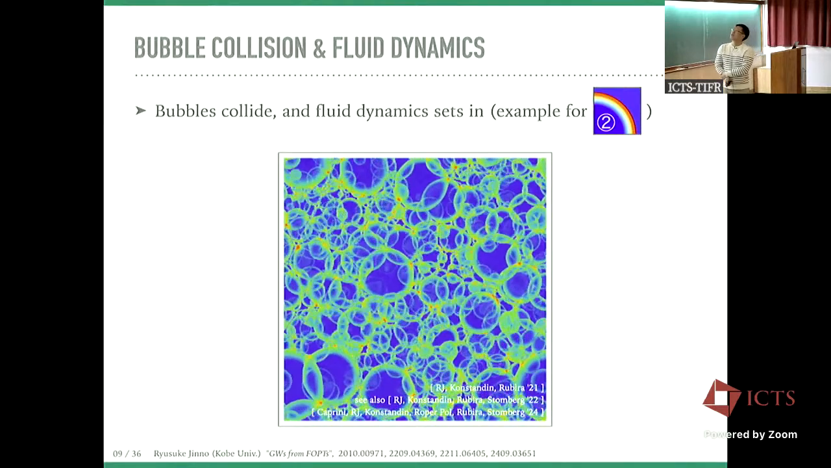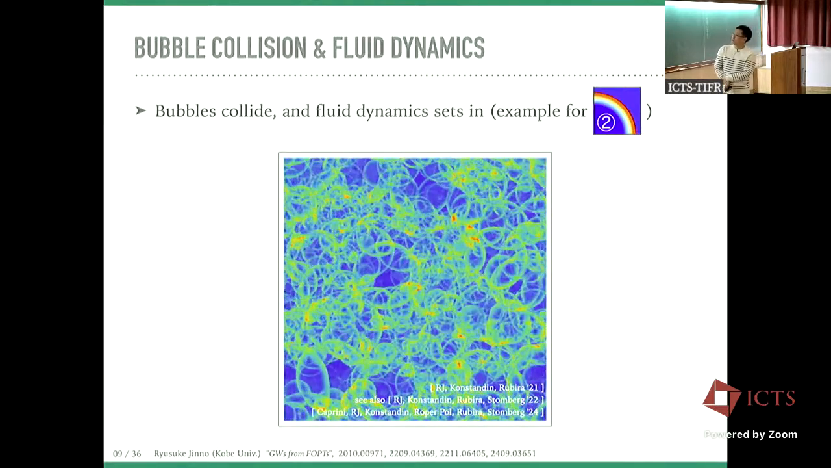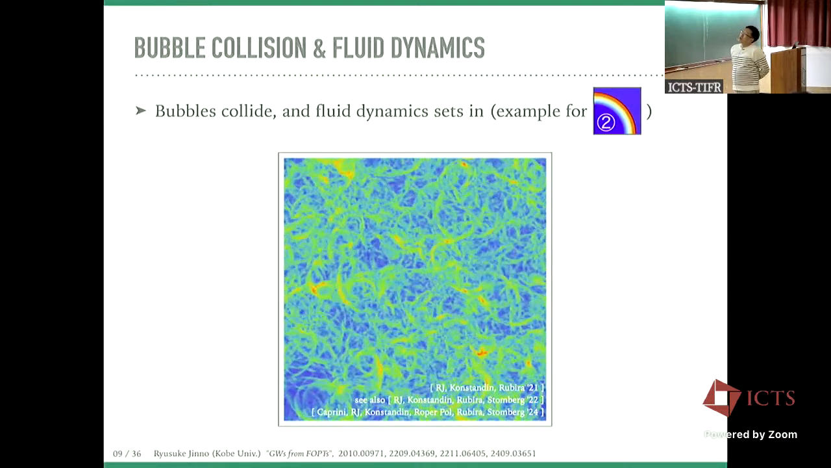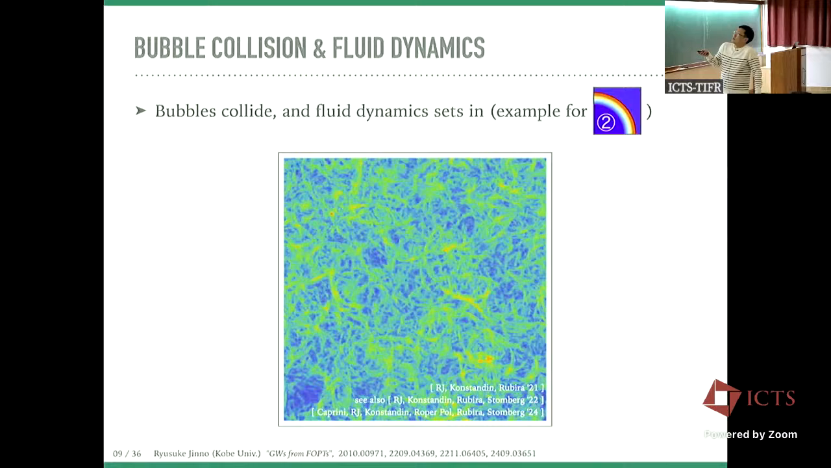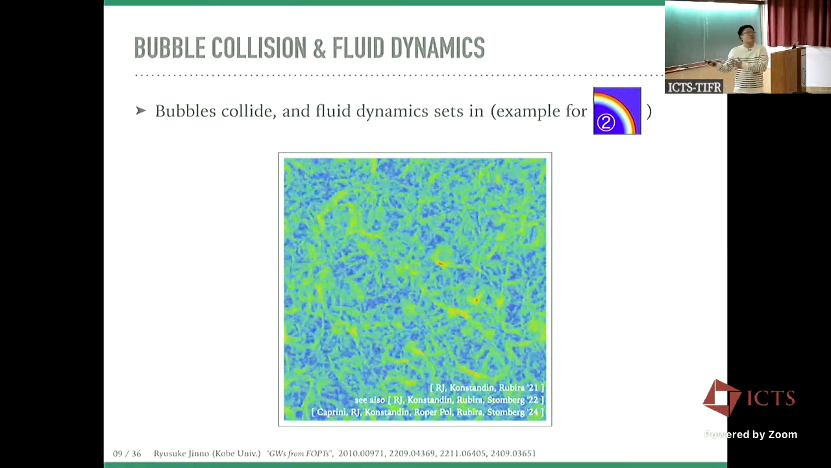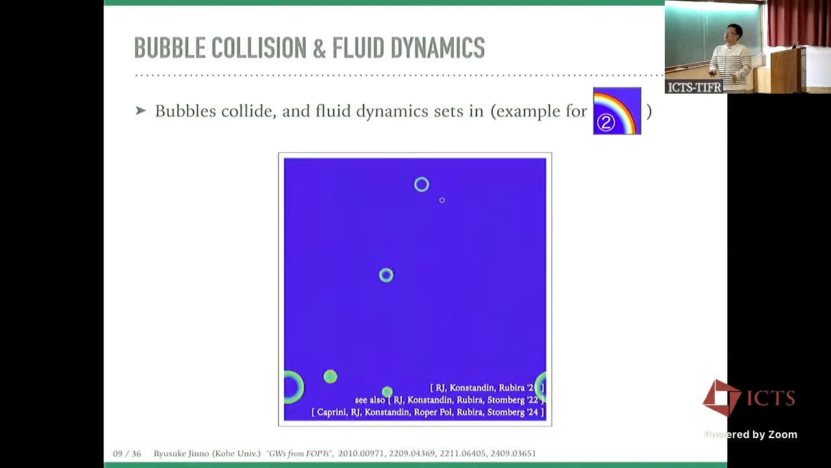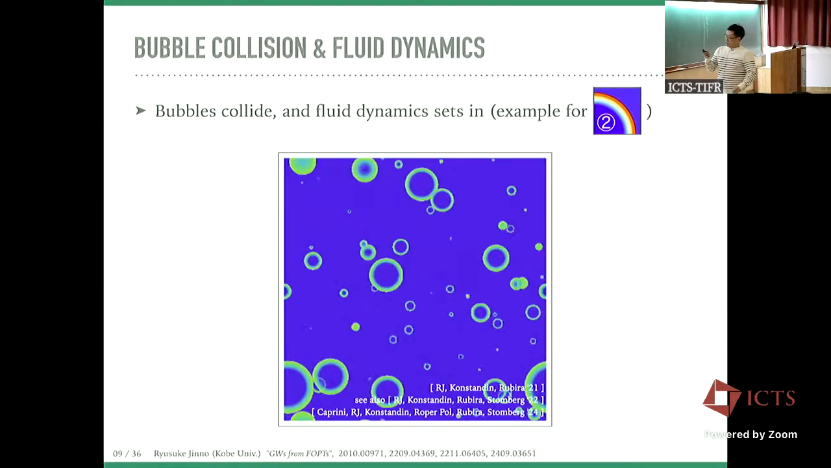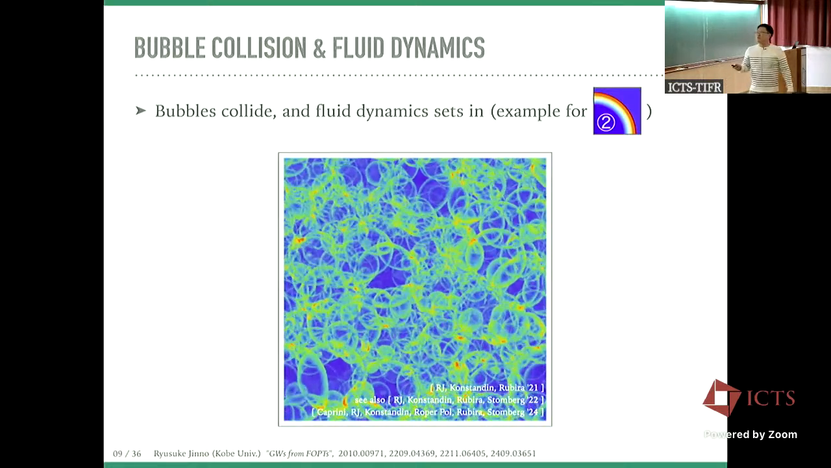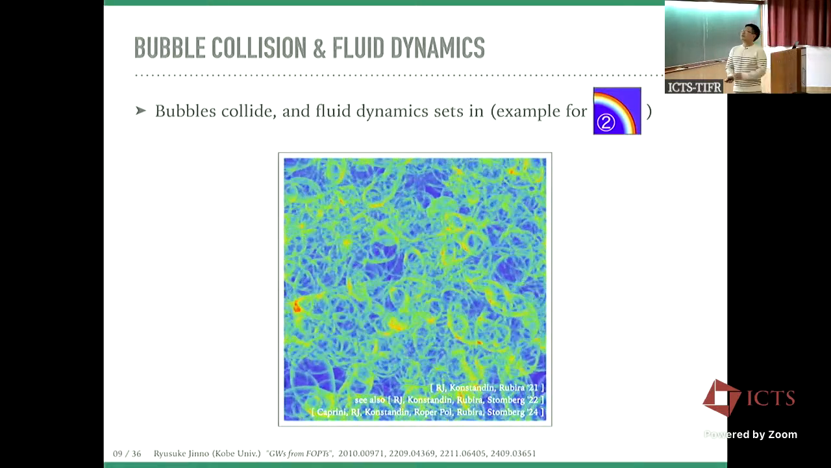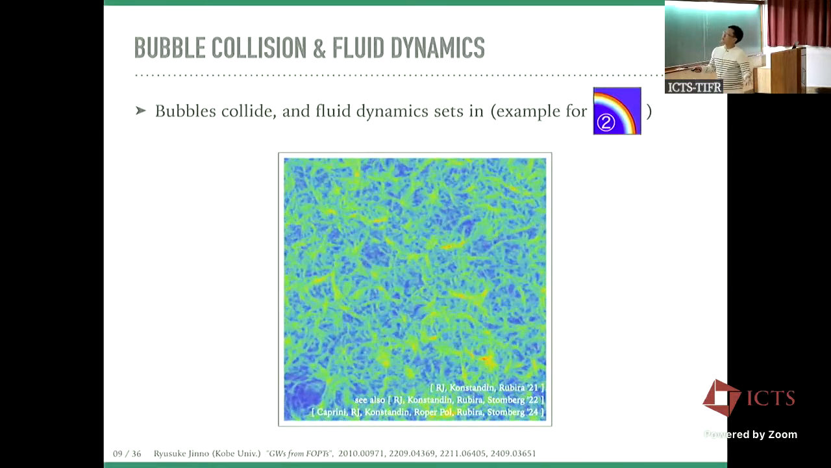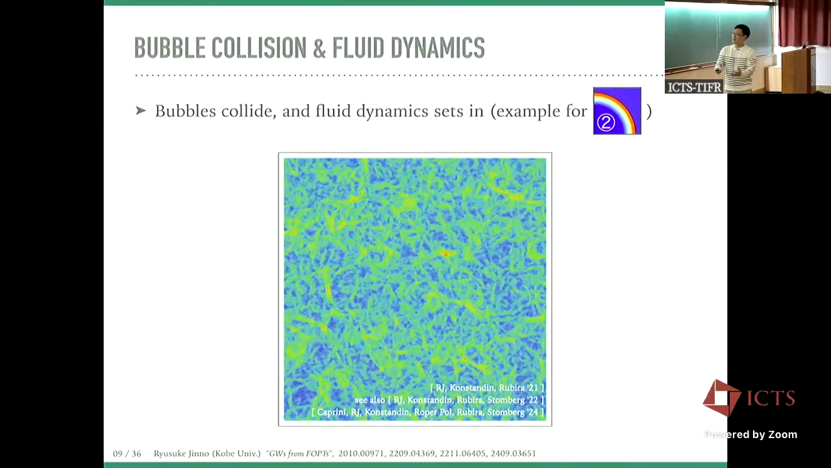If many bubbles nucleate and collide with each other, what happens in the early universe is like this. This is from my old simulation around 2021. Different colors show the absolute value of the energy momentum tensor. The main carrier of the energy momentum tensor is the fluid, actually. I will explain this later. But anyway, the important point is that bubbles collide and fluid dynamics starts.